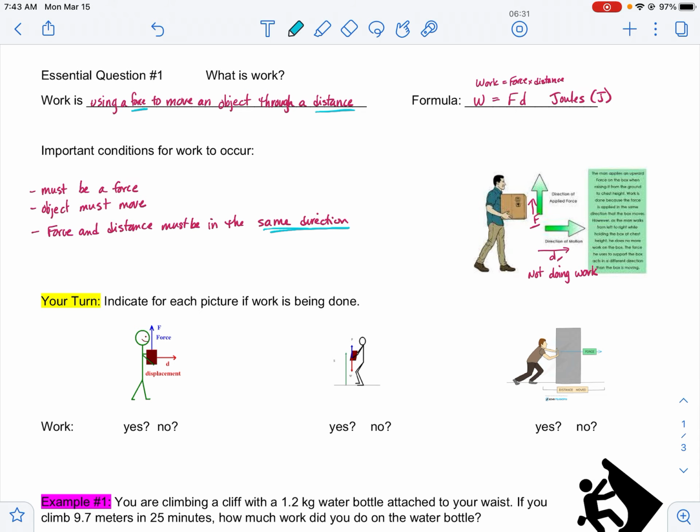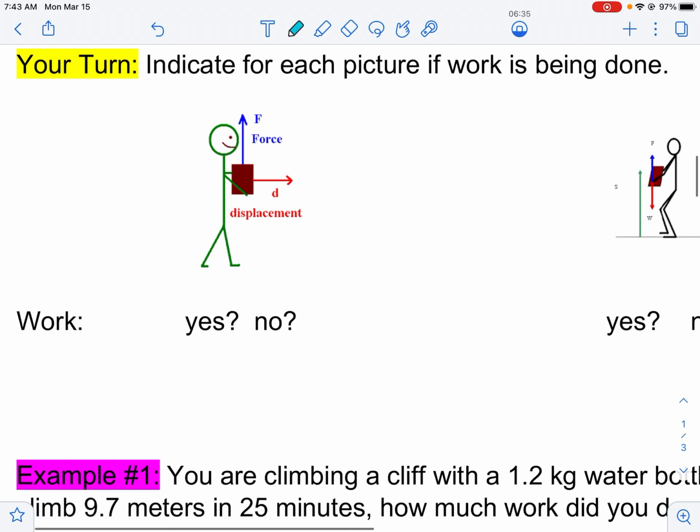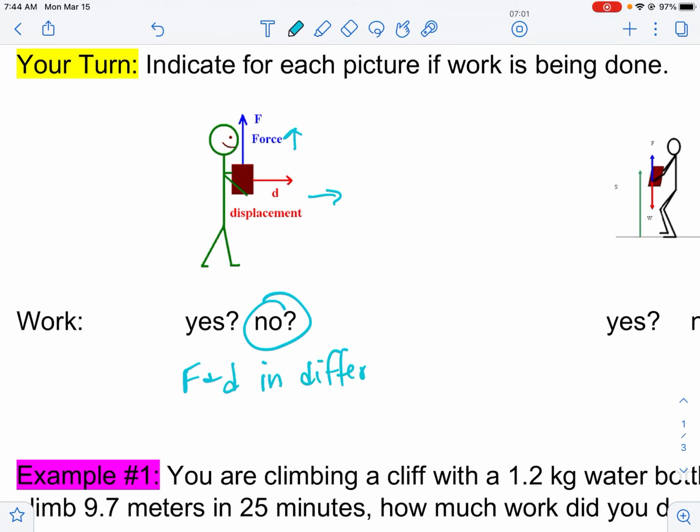All right, let's see how good you are at this. This is your turn. For each of these little pictures, I want you to decide, yes, there is work being done, or no, there's not work being done, and you need to tell me why. So let's do this first one together. Here's my force going up, here's my distance or displacement going forward. There is no work being done here because force and distance are in different directions.